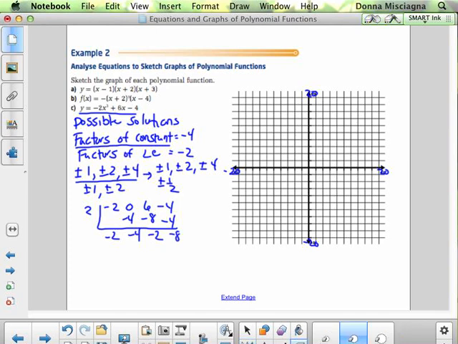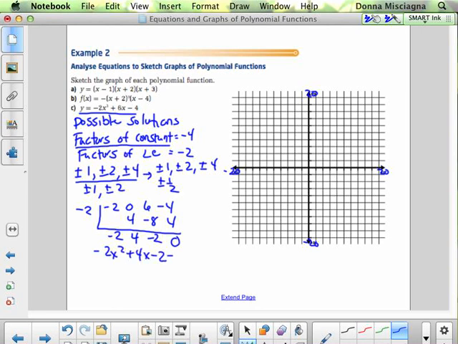Let's try negative 2. I'm not going to save this because I'm going to run out of space, so you don't have to write it down. Let's bring down the negative 2. Negative 2 times negative 2 is 4. Add, we get 4. 4 times negative 2 is negative 8. Add, we get negative 2. Negative 2 times negative 2 is 4. Add, we get 0. So we have negative 2x squared plus 4x minus 2 equals 0.